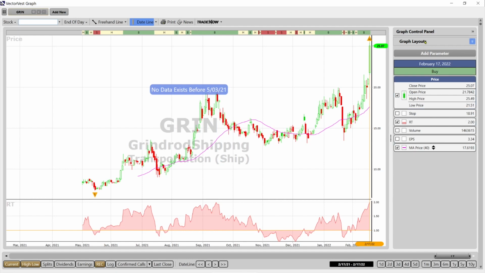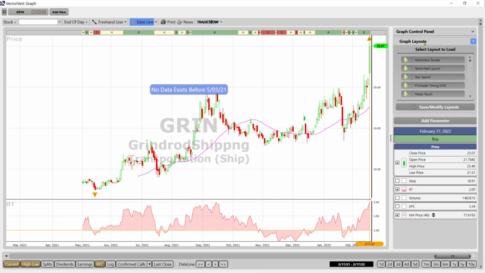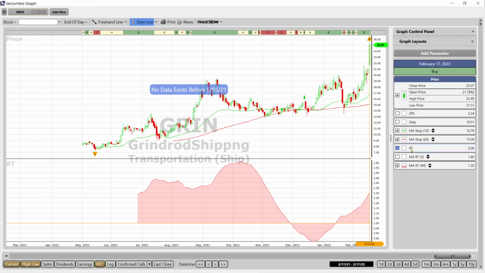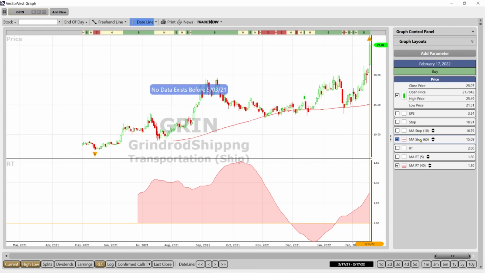But I'm going to start us off by going to the Graph Layouts tab up here at the top right. Left click on that, and then I'm going to start with the Midas Touch. So that's where we can get the elements of the layout that I think is almost the near perfect indicator. So from here, I'll just take off the two moving averages that we have on the graph. You'll notice that the Midas Touch layout brings in the 40 period moving average of relative timing. Here it is in the subgraph.